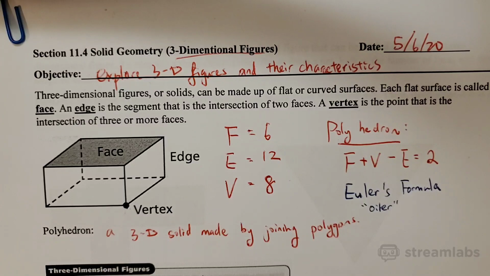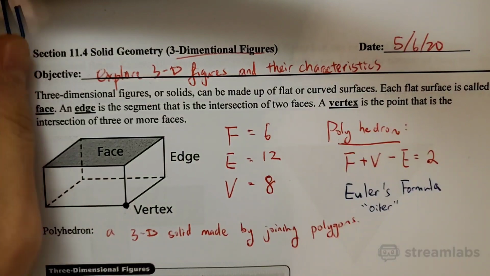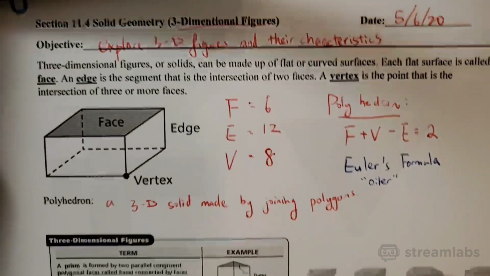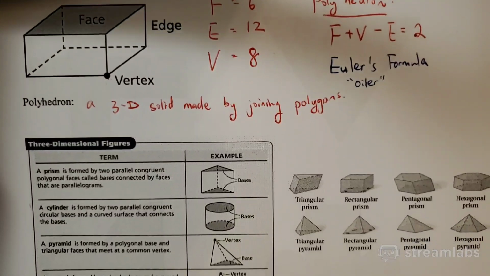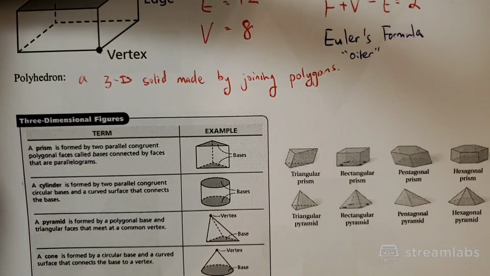This relation holds true for any polyhedron. Okay, you can use any of them. Obviously, cylinders aren't polyhedra. Okay, it needs to be polygons. Circles aren't polygons. Okay, so let's look at the different types that we have. These are all the types.